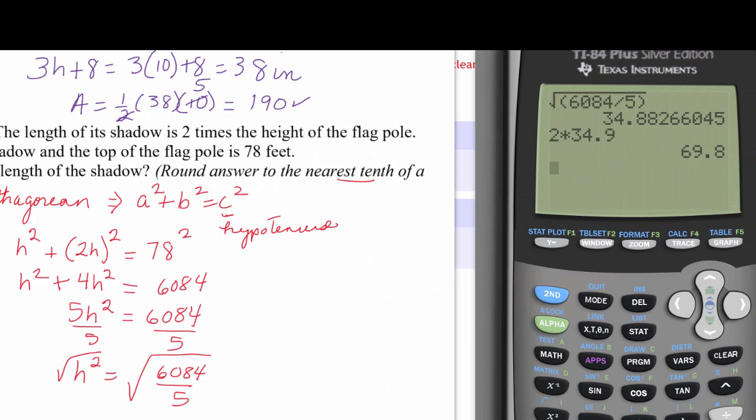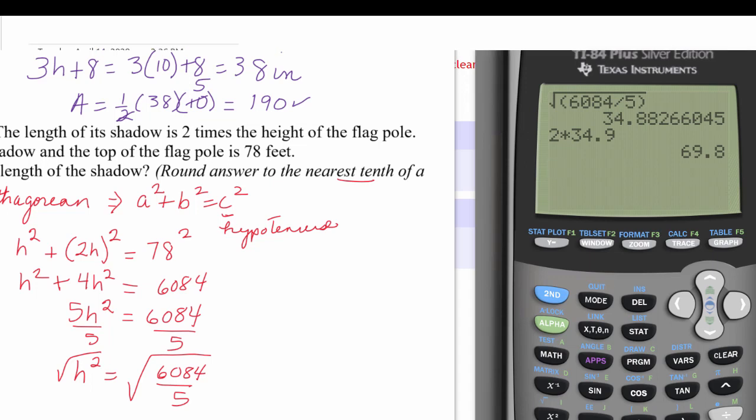All right, so I went to the calculator and I took the square root of 6,084 divided by 5, and I got 34.8888826, etc. But they wanted these answers to the nearest tenth, so that's about 34.9 feet for the height of the flagpole. And then remember that the length of the shadow is twice that. So we multiplied by 2, and that gave us 69.8 feet. Hope that helps.